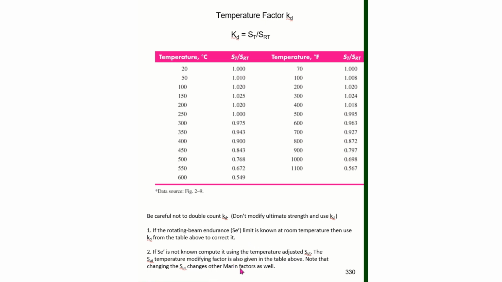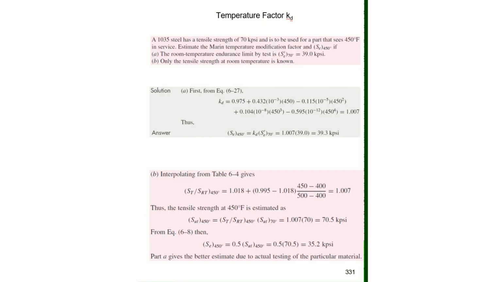This is an important note that you will need to make sure you remember on homework and on an exam. If you can modify the ultimate strength for temperature, do it, because it will modify other Marin factors. If you can't, then this is kind of a last-ditch effort to approximate the temperature effects. We can look at a couple examples of computing Kd.